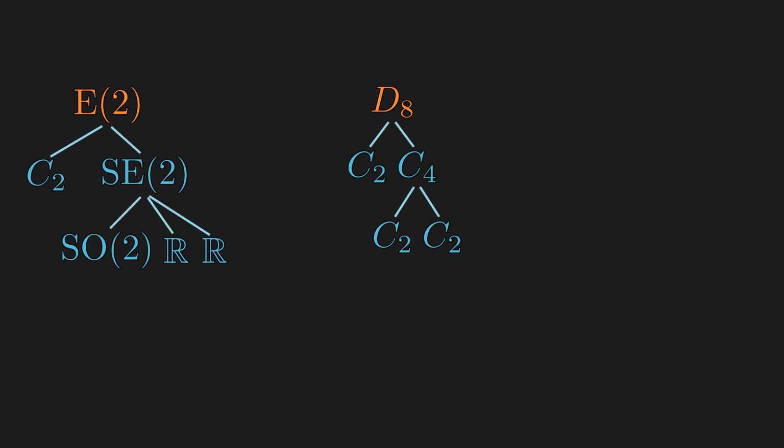And I cannot provide a geometric intuition behind what that last factor is. But if you happen to know some homological algebra, it's because the quotient is not split. In any case, this is the complete factorization of D8 into simple groups. And notice how all the simple building blocks are cyclic groups.